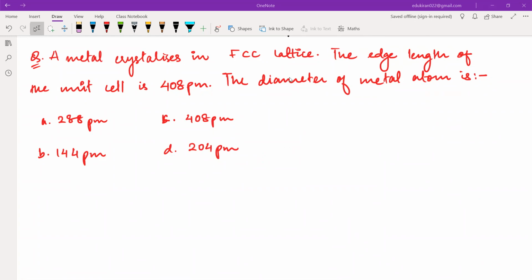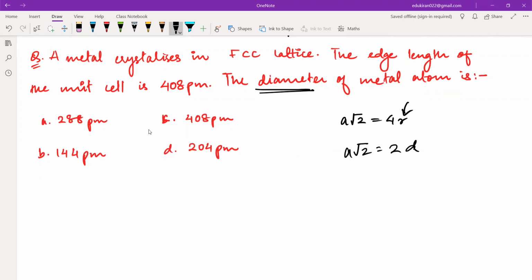What is the relationship? Who will tell me for FCC? The relationship between the edge length A and the radius: A root 2 equal to 4R. And this is R, right? Radius, and they have asked diameter. Please focus on things carefully. You will have to calculate the R, or rather you can say that A root 2 is equal to 2 into diameter, right?